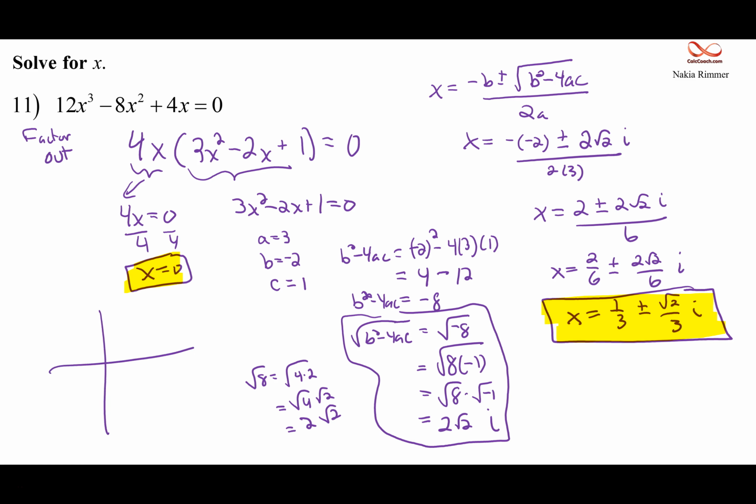Geometrically, what's going on is that we're finding the roots. Anytime a function is equal to 0, we're trying to find where it crosses the x-axis. What we're finding out with imaginary roots is that when you graph the function, they don't show up.